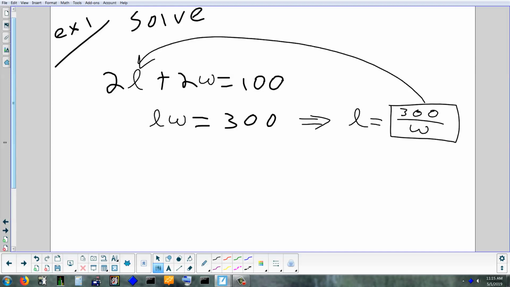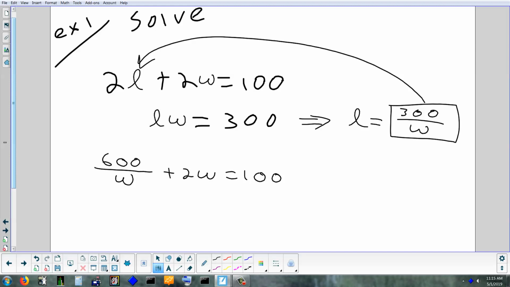Now, I'm going to double it as we go. So what do you get if you double 300 divided by W? 600 divided by W. Okay. So now you've doubled L plus 2W equals 100.